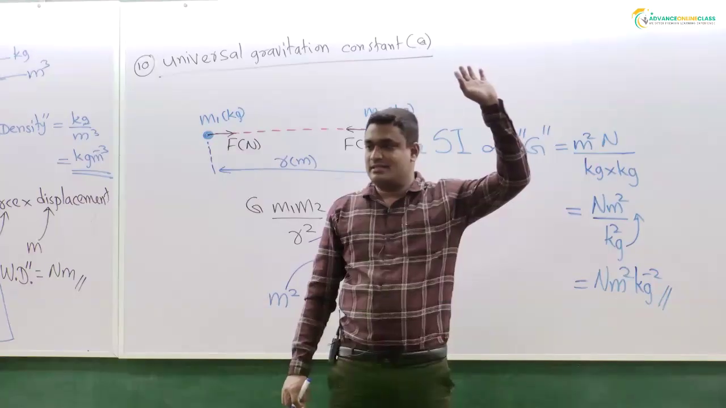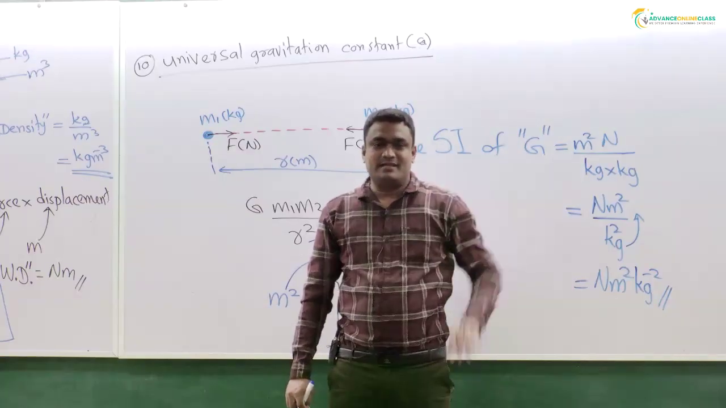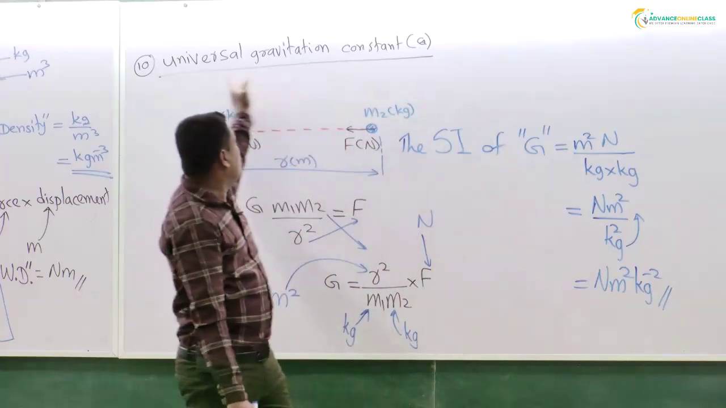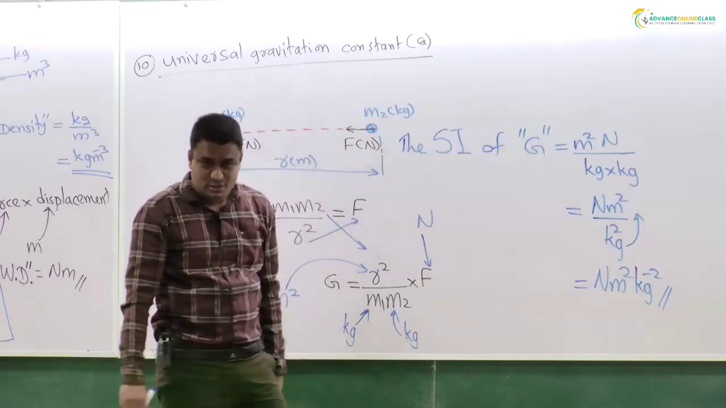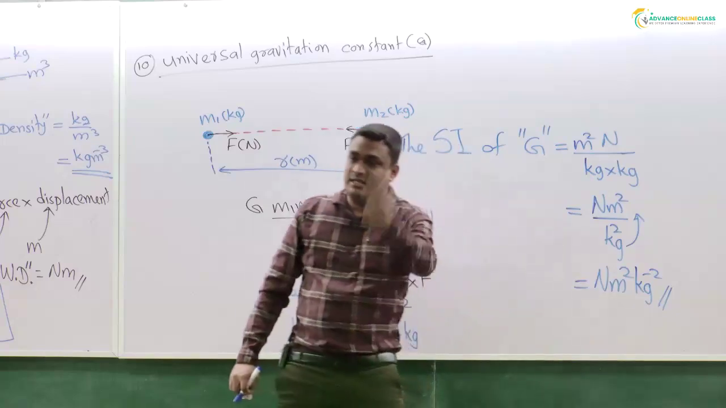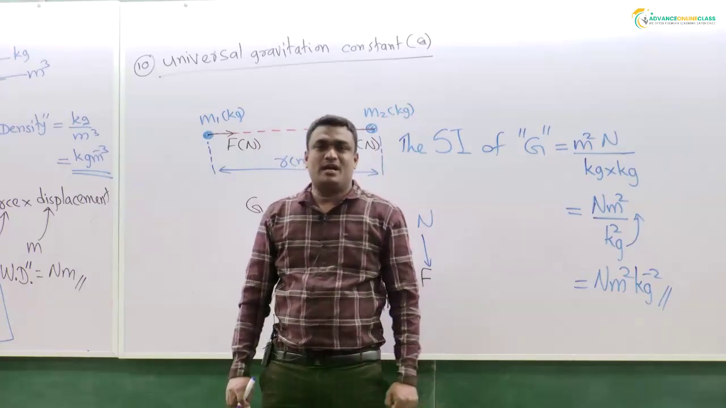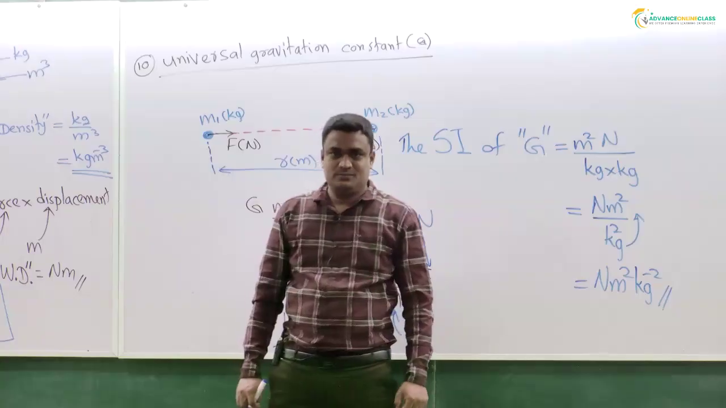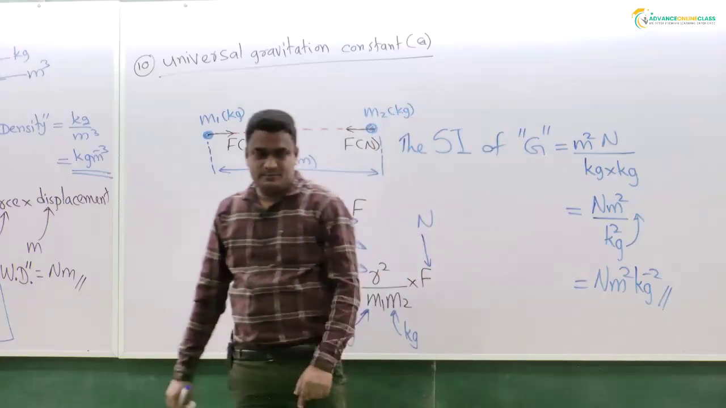Who got this answer? But in the exam, they ask what is the unit of the universal gravitation constant. This is the unit we know, but the examiner gives another unit. That's what we are going to learn now. First of all, complete this, dear.